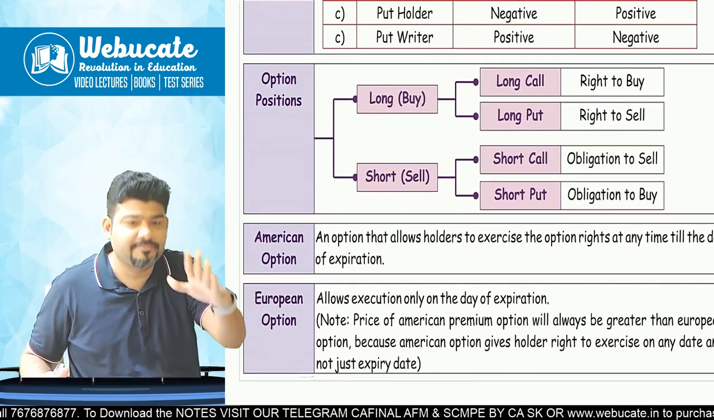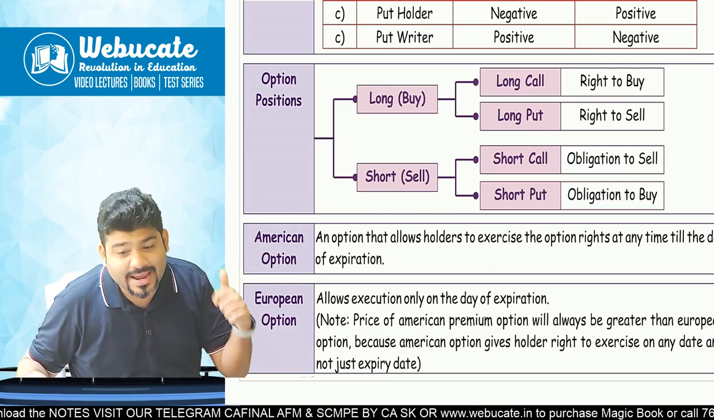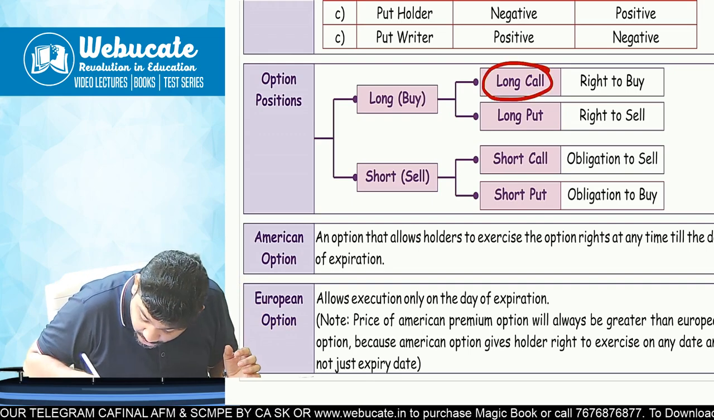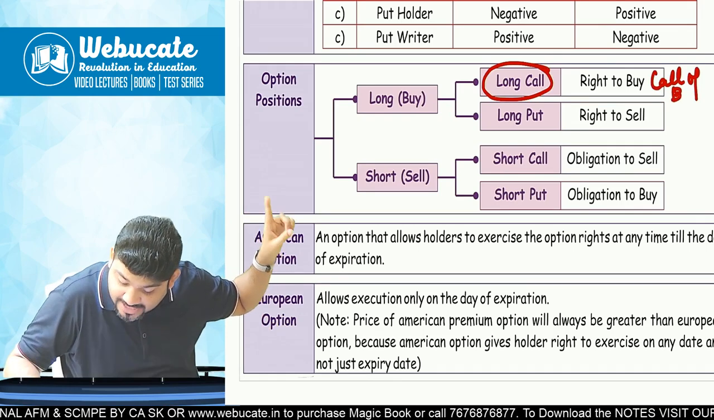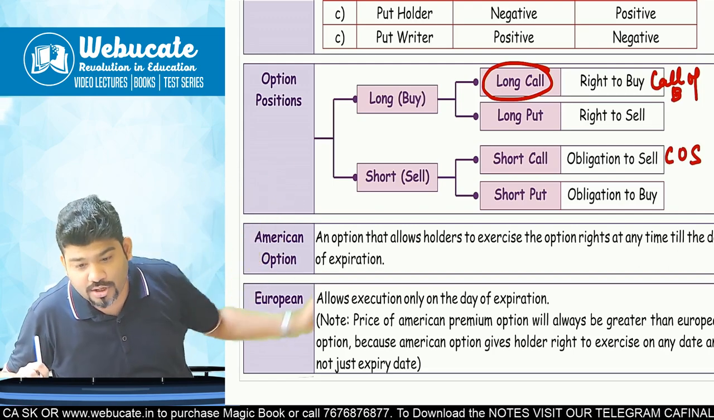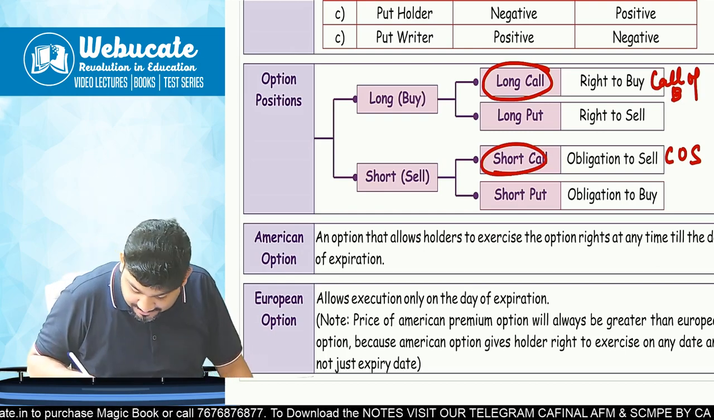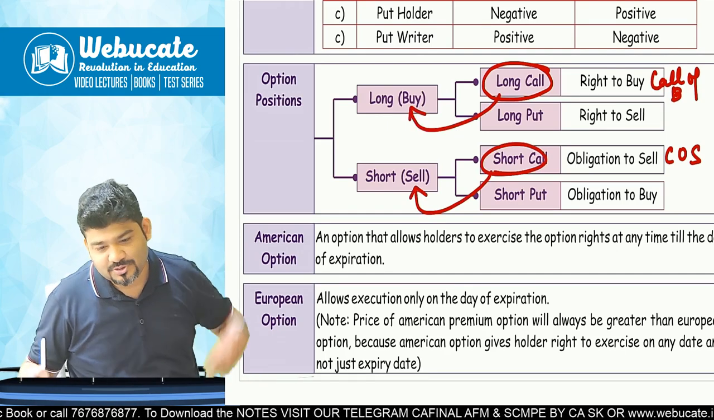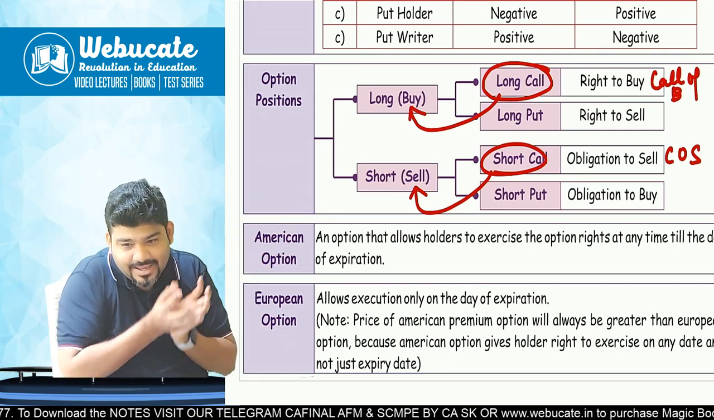Option positions. Now this is very important, guys, it will be used ahead. Long call means right to buy a call. Short call means I have sold a call. This is what the call option buyer does. What is a short call? The call option seller is called a short call, with an obligation to sell. So short means sell, long means buy. Got it? Long call means the right to buy a call.